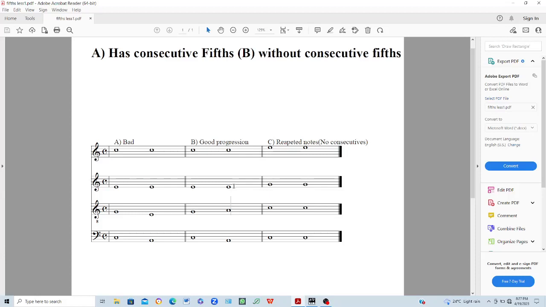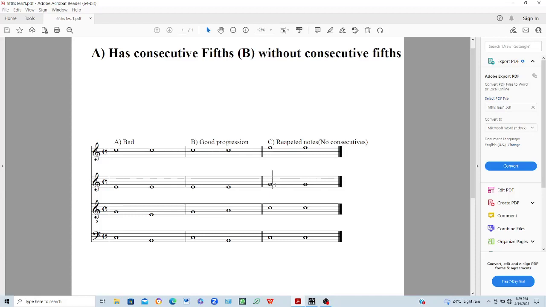The last bar, bar 3, we have two root position chords in C major. The chords have been repeated, the notes have been repeated. If we look at the interval between the bass parts and the alto parts, they form a perfect fifth. The interval between the tenor parts and the alto parts also form a perfect fifth. The same notes have been repeated in the second chord.